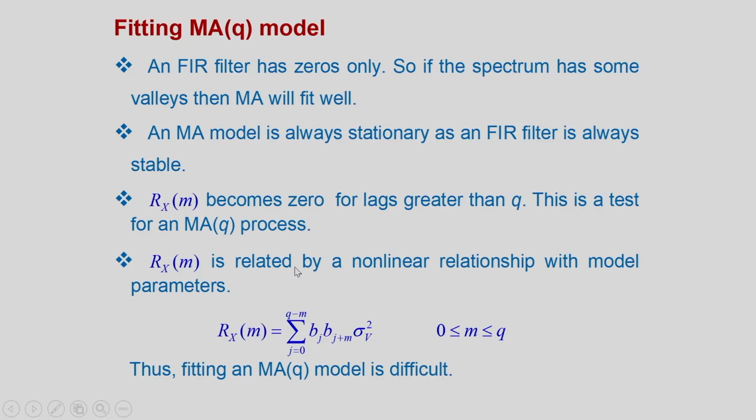Next point is Rx(m) is related by a nonlinear relationship. This is the trouble with the model parameters, the b parameters, the relationship is like this. Rx(m) is equal to summation b(j plus m) b(j) sigma v square, j going from 0 to q minus m. So, this is the relationship between autocorrelation function and the model parameters. And therefore, model parameters are related with autocorrelation function in a nonlinear manner, and finding out these coefficients means solving nonlinear equations. When the data is noisy, this will be a complex problem. Therefore, fitting an MA(q) model is difficult.